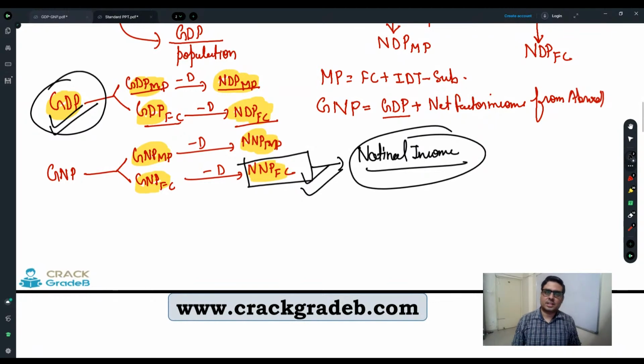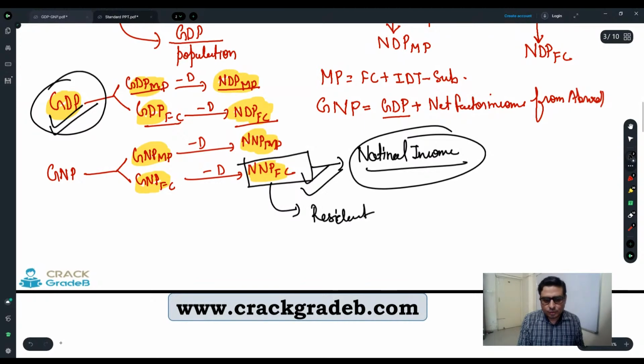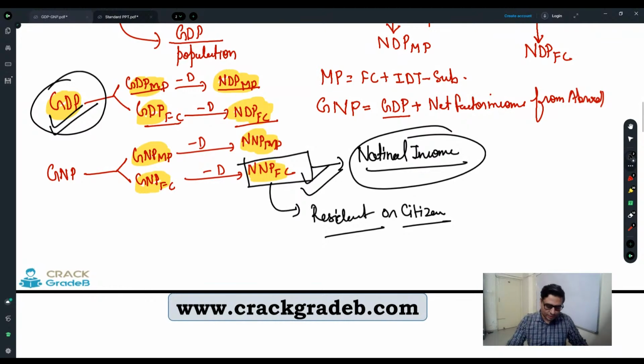It is defined as national income because NNP at factor cost is going to reflect the income of, tell me, resident or citizen. NNP at factor cost will reflect the income of whom? Resident or citizen? Tell me.